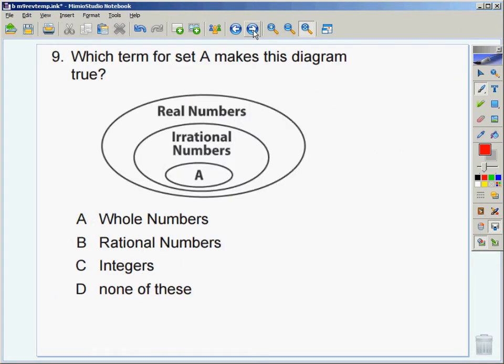Which of these terms for set A makes this diagram true? Since this says irrational, there are no sets that are subsets of the irrational numbers. So this would be D, none.